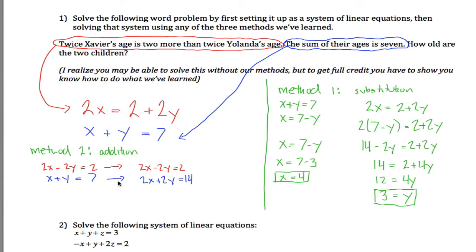If you multiply everything by 2, you end up with positive 2y. I already had negative 2y up here. So now when I add up these equations, I get 2x and 2x gives me 4x, and the y's cancel out. 4x equals 16. I divide by 4 and I get x is equal to 4.